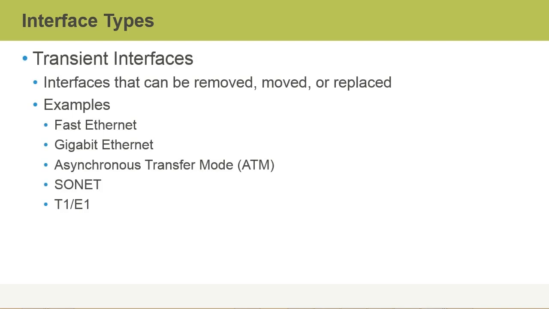Another type of interface on Junos devices is transient interfaces, and these are interfaces that can be removed, moved, or replaced by the network administrator. Now, there's a number of different examples of transient interfaces, such as Fast Ethernet interfaces, Gigabit Ethernet, ATM interfaces, SONET interfaces, T1 and E1 interfaces for WAN-type connectivity. Those are all examples of transient interfaces that can be added or removed from the Junos device.